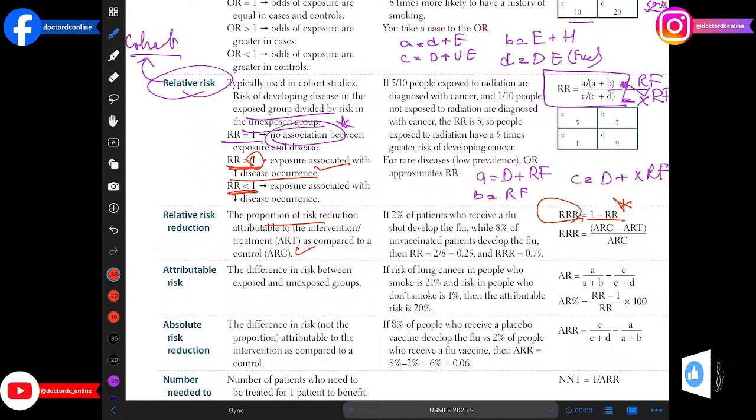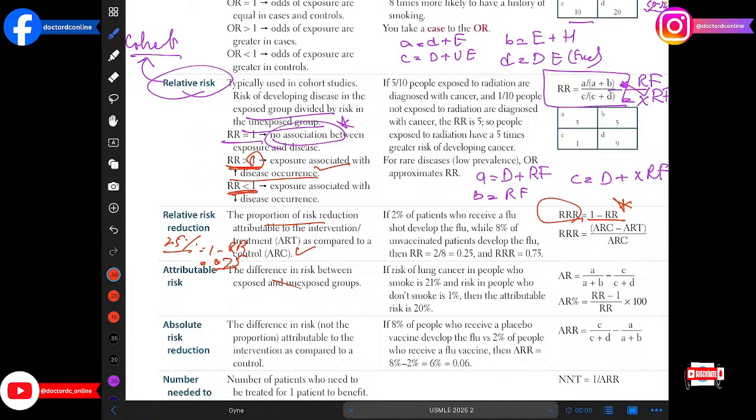So, for an example of this, let's say you're on the Titanic and you're giving out life jackets. And let's say 20% of the passengers that get life jackets drown, whereas 80% of the passengers without a life jacket drown. So, from this, if we wanted to calculate the relative risk, it would be 20 over 80 or 25%. And now, if we wanted to calculate the relative risk reduction, it would be 1 minus the relative risk, or 1 minus 0.25, which would equal 0.75 or 75%. So, the relative risk reduction of drowning with a life vest is 75%.